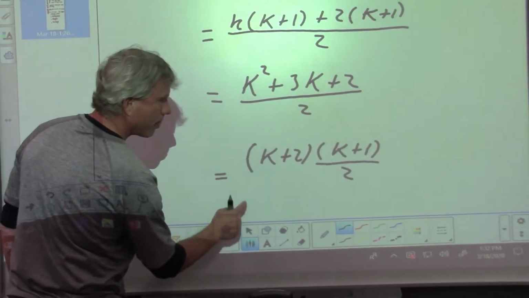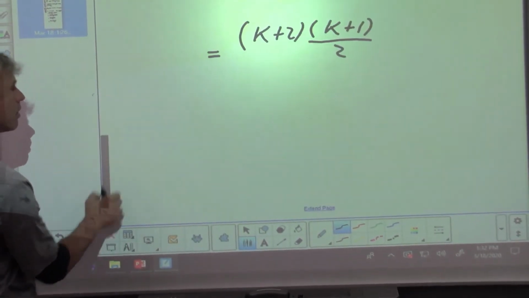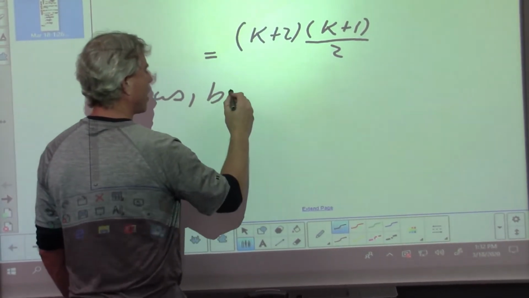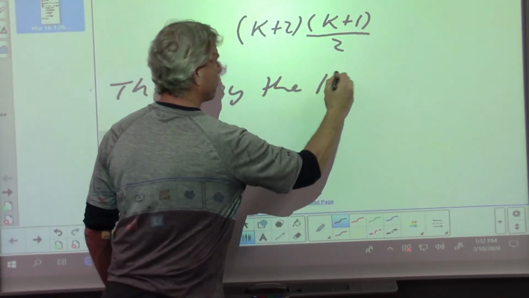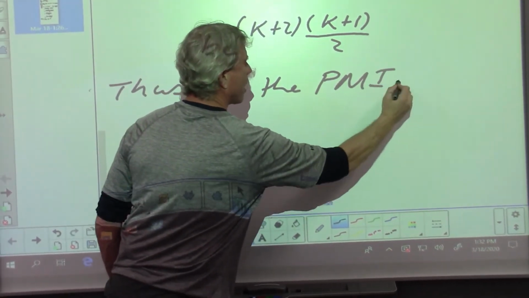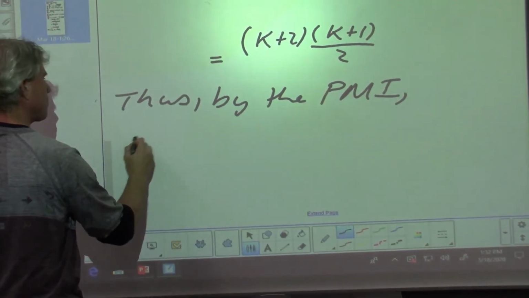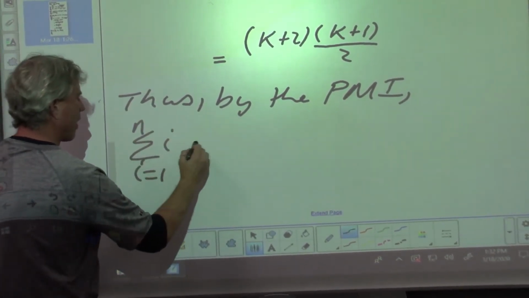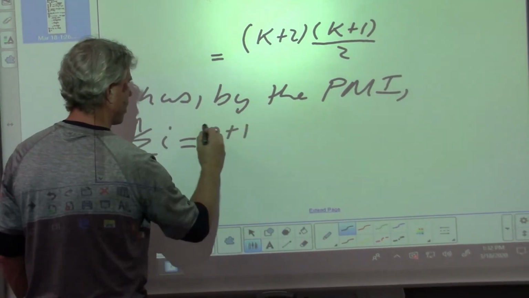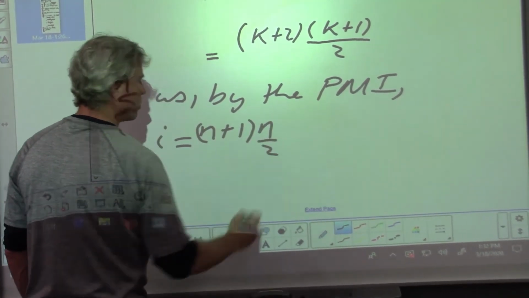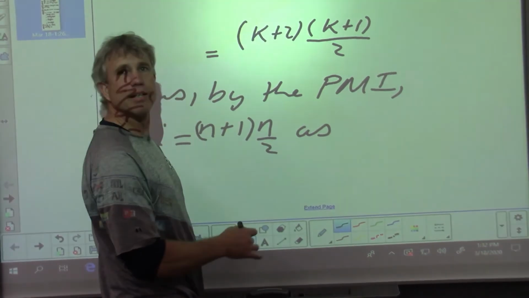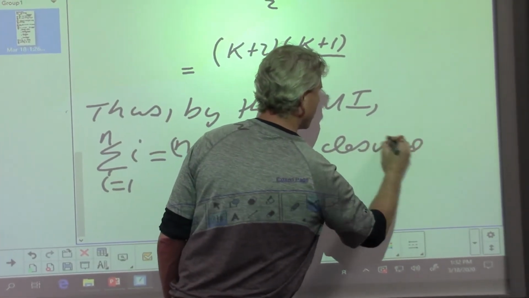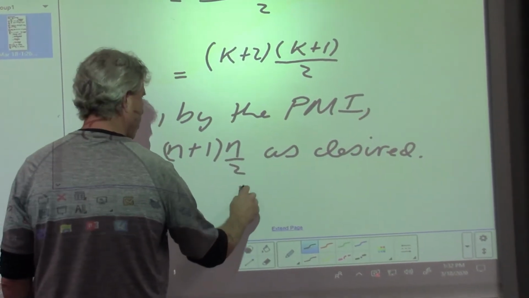So, thus, by the principle of mathematical induction, the sum from i equal 1 to n of i does equal n plus 1 times n over 2 as desired. And give it a tombstone.